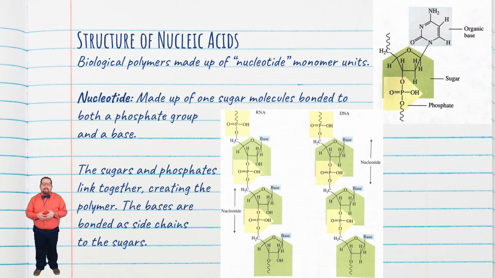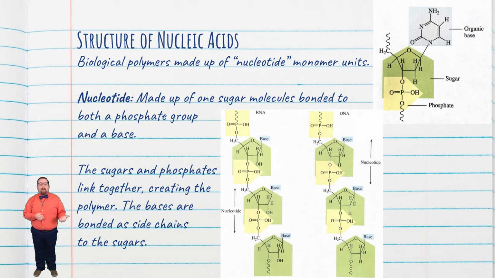A nucleotide consists of one sugar molecule bonded to both a phosphate group and an organic nitrogen-containing base. In the picture on the top right here, you'll see a sugar in green, with a nitrogen-containing base in light blue, and a phosphate in yellow. Both of the last two attach directly to the sugar. Each nucleotide links up with other nucleotides with its sugar and phosphate parts, leaving the bases to be bonded as side chains on the sugar.